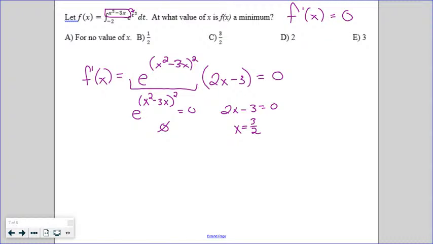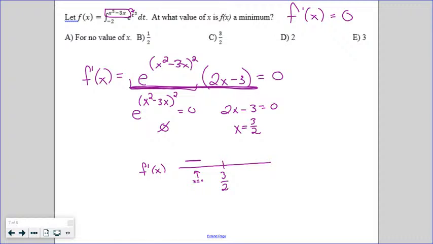And so as I look at our derivative on either side of 3/2, pick a number over here, for example, x equals 0. If I were to look at f prime of 0, and plug a 0 in, we would get e to the 0, which is 1, times, and then if I plug a 0 in over here, 2 times 0 is 0, minus 3. This would be negative. Our function is going to be negative when it's less than 3/2.